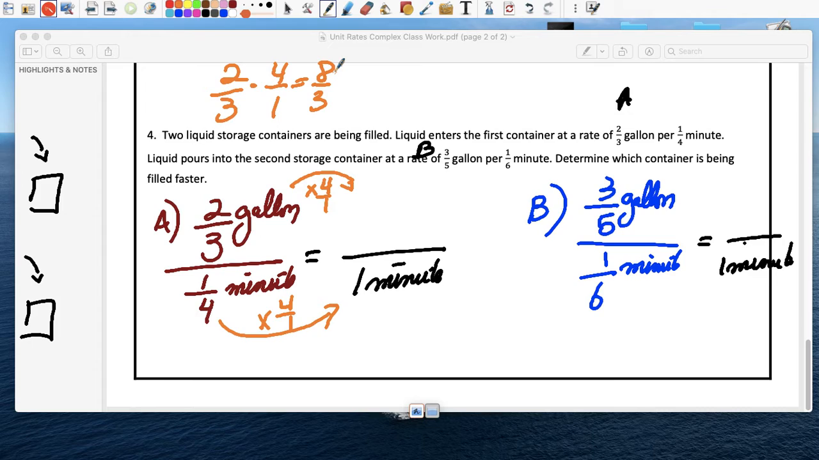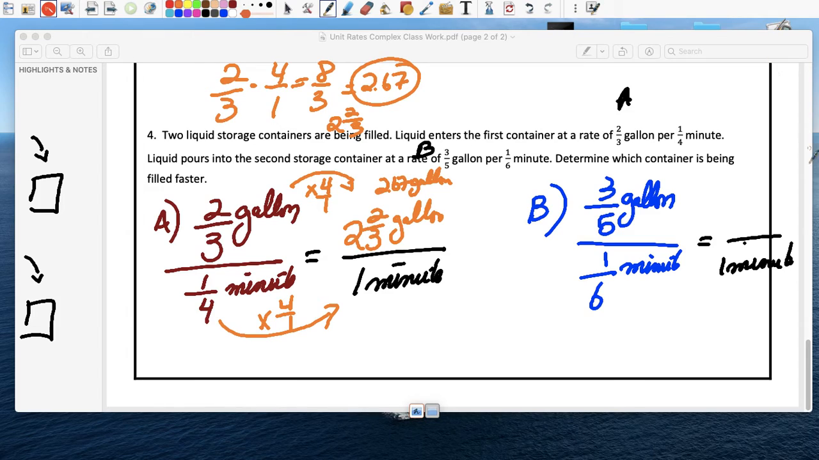If you want to use your calculator, divide it. 8 dividido por 3, te va a salir en decimal 2.66666, but we call it 2.67. Okay? If you leave it as a fraction, 3 entra en 8 dos veces, sobra 2 sobre 3. Right? So, eso llena 2 and 2/3 galones por minuto. Or, in decimal, 2.67 galones por minuto.